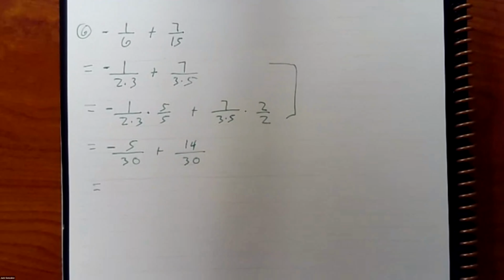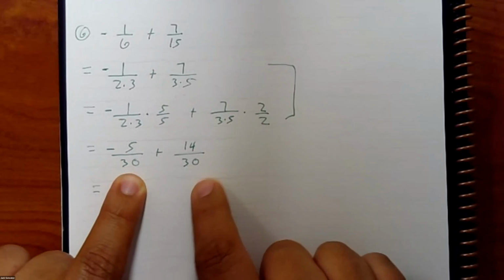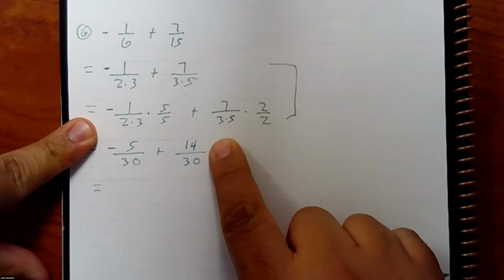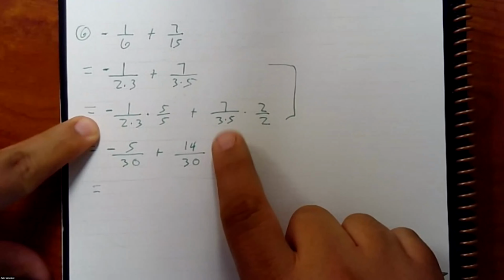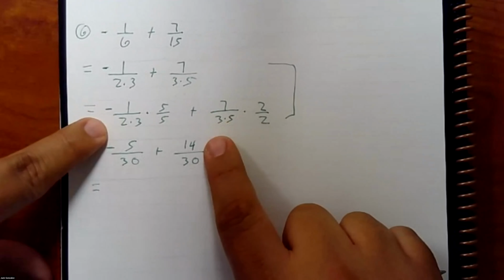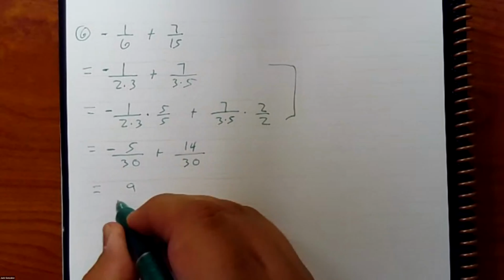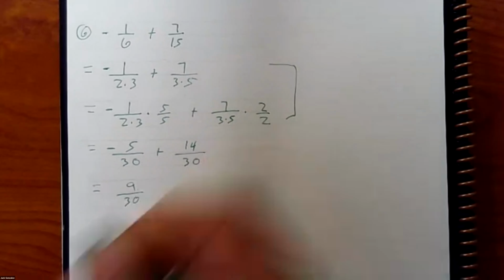Okay, so what do we do next? What's the answer? Do we mess with the 30? Oh, wait, what? No. So we only mess with the numerators. Okay. So just pretend there's no 30 down there. What is negative 5 plus 14? So we have 9 over 30.